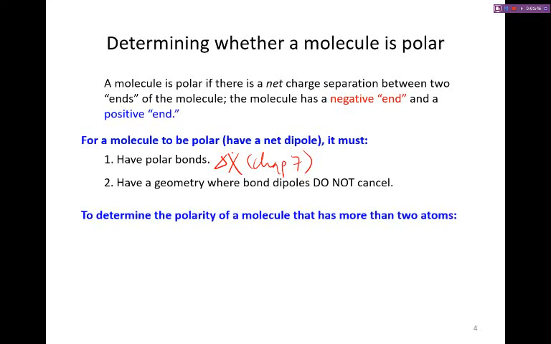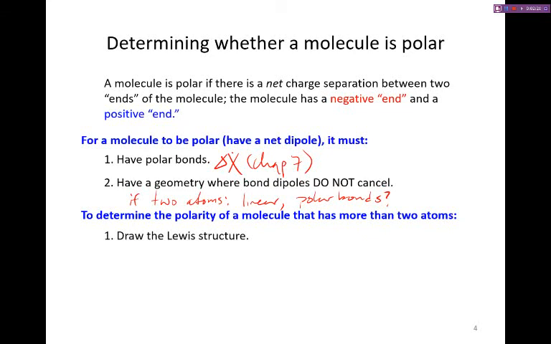To determine the polarity of a molecule that has more than two atoms, we need to follow a couple steps. Before we do that, let's talk about if there are just two atoms. Because if there's just two atoms, then remember, we've determined that it is always going to be linear. And then all you need is to determine whether or not there are polar bonds. And if there are polar bonds and it's linear and there's two atoms, then it's a polar molecule.